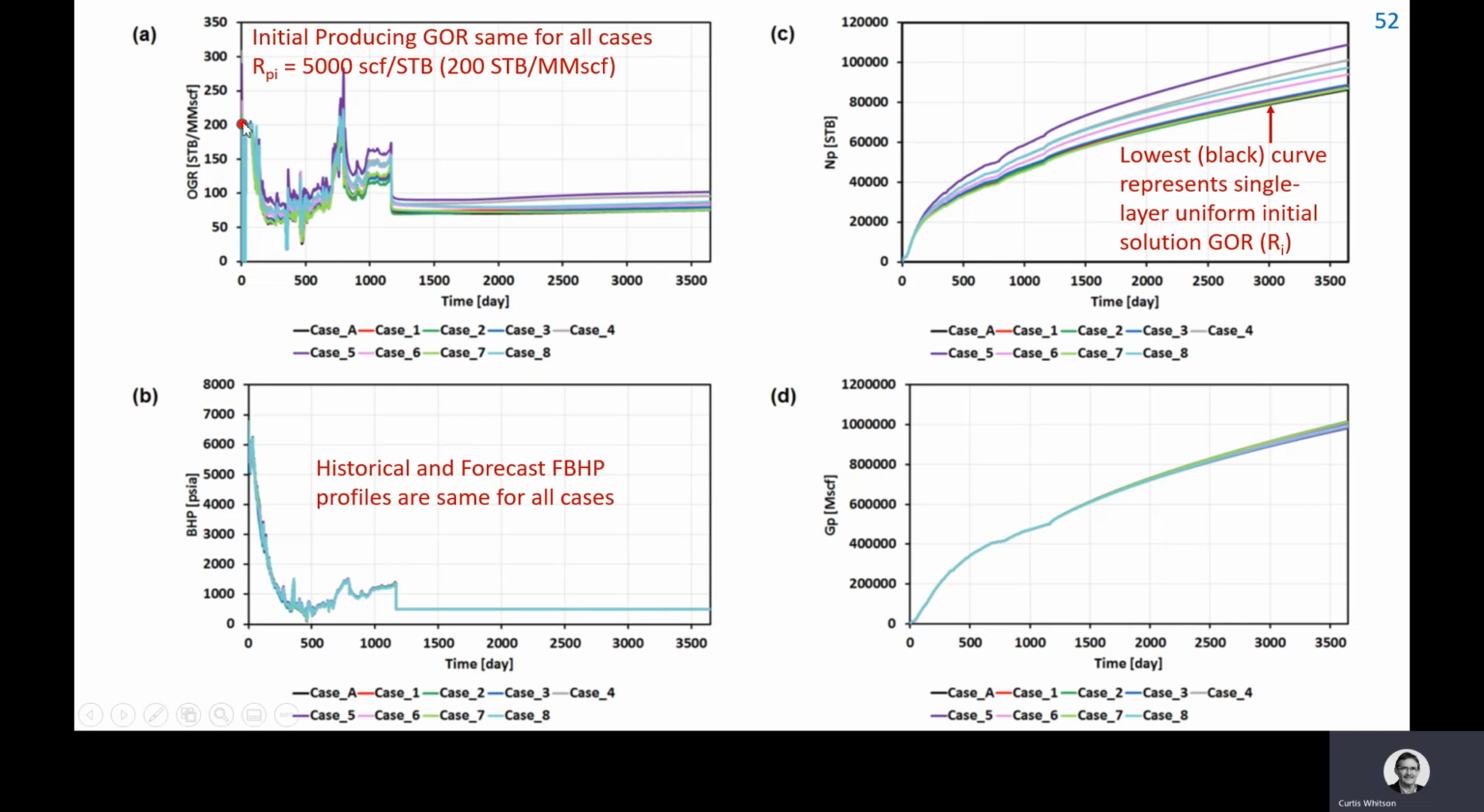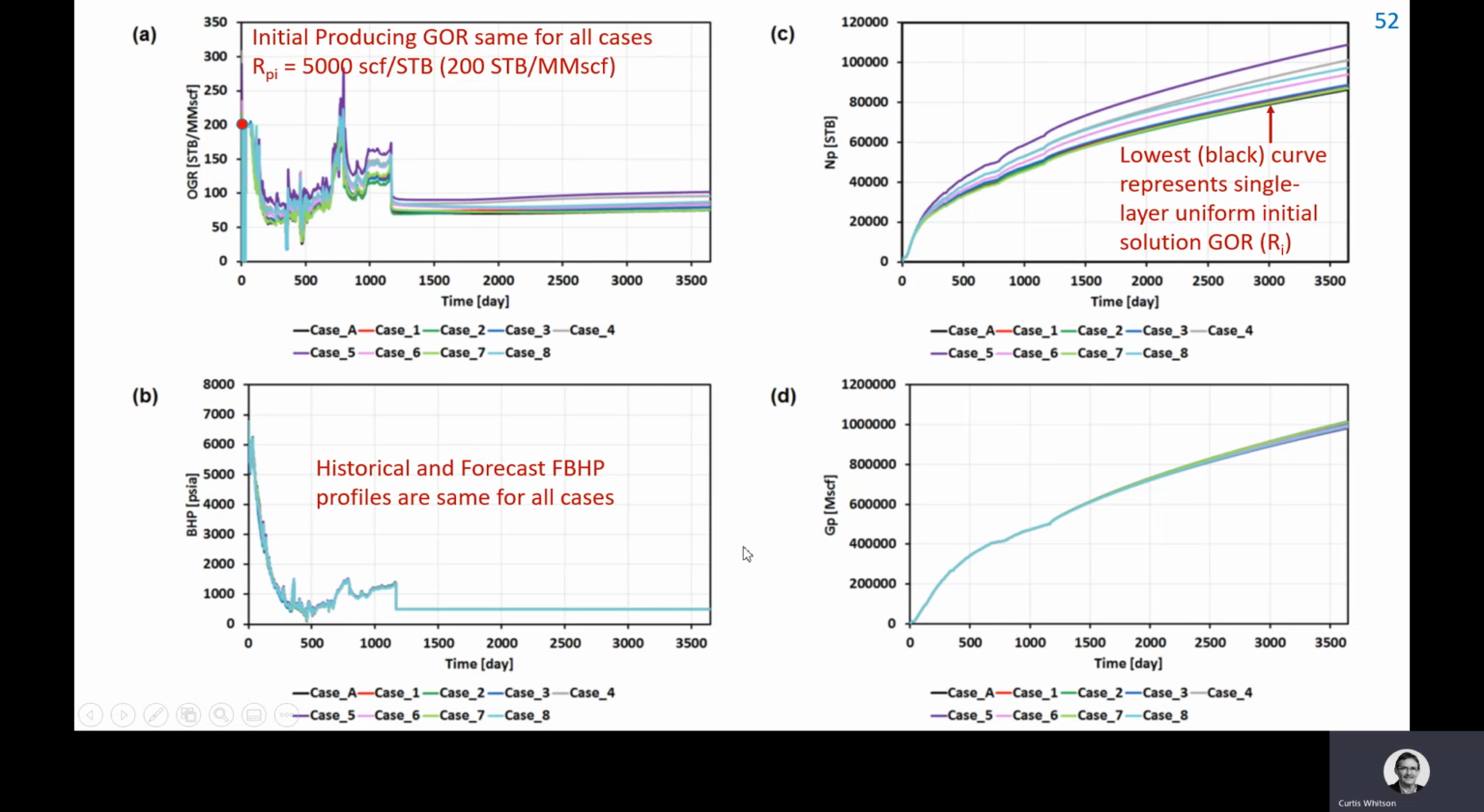What we required is that the initial producing GOR was always 200 barrels per million, or 5,000 cubic feet per barrel, that they had essentially the same bottom hole pressure control and basically the same productivity and gas rate. So the gas rates matched exactly, and the bottom hole flowing pressure is matched exactly. But what you see here is the difference in the producing oil gas ratio forecast for the different layered systems and the cumulative oil production. And you can hardly see it, but the black line from the single layer performance is shown down here at the bottom.